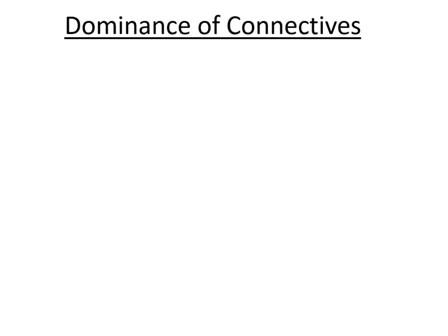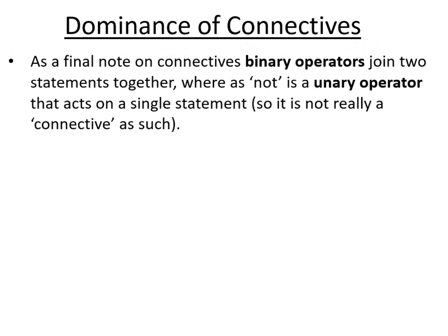Just a final side note on connectives. We have two different types of connective: binary operators, which join two statements together, and unary operators, such as not, that act on a single statement. So it's not a connective in that it doesn't connect things together. On the other hand, you might say it does connect to a statement and it changes the meaning of the statement it connects to.